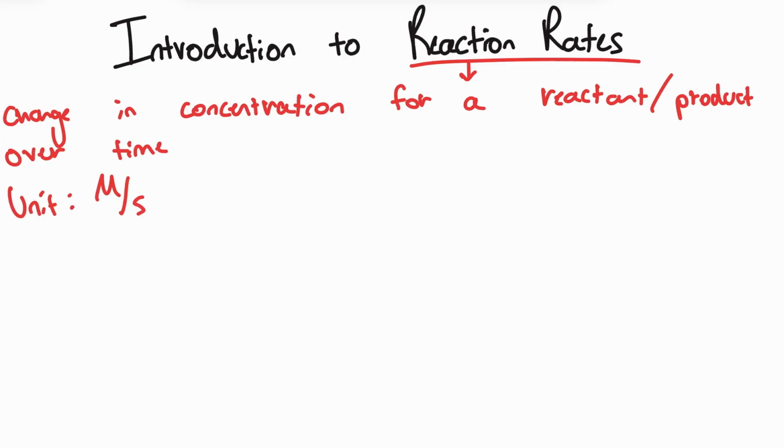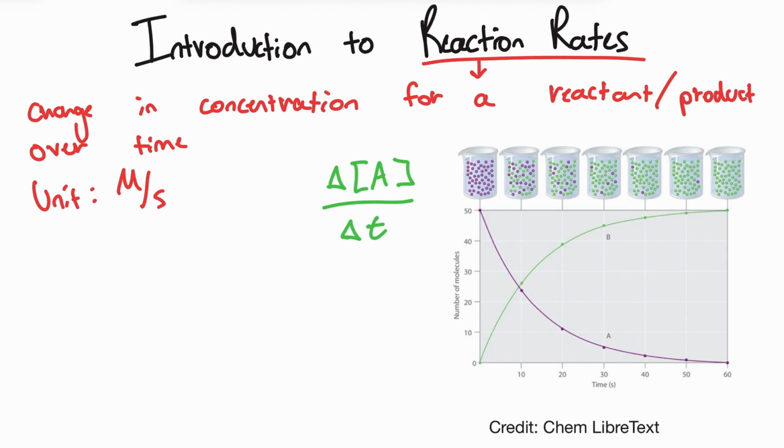And they're typically going to be expressed in molarity per second, which just means the change in our molarity or our concentration over time. And so then this is just another way we could write it. Remember that this triangle delta means change, so this is change in concentration of A over our change in time. As shown by this chart, as a chemical reaction progresses, we are consuming reactant to form product. So the concentration of our reactant, our purple line, is decreasing over time. And the concentration of our product, our green line, is increasing over time.